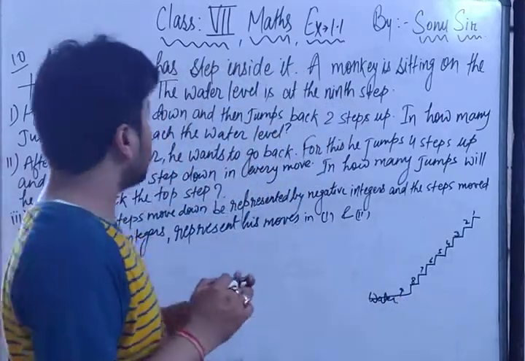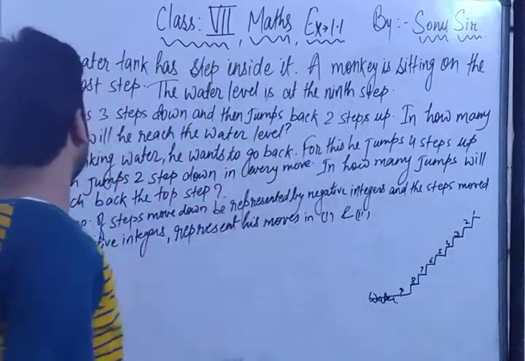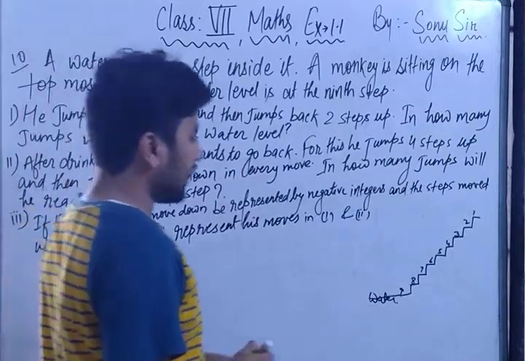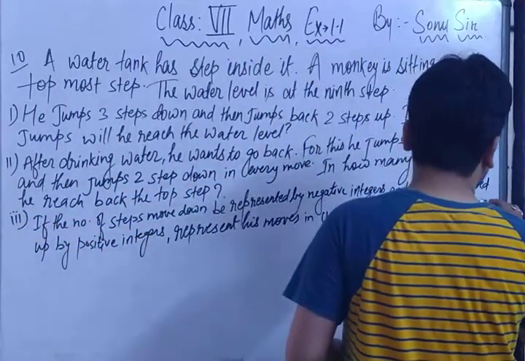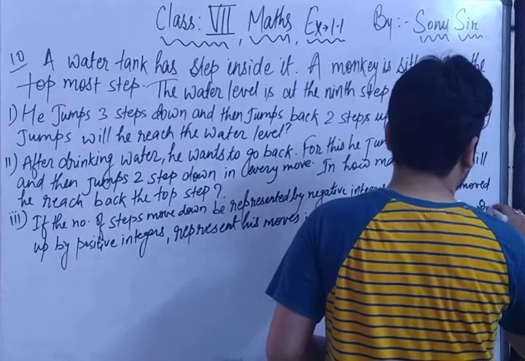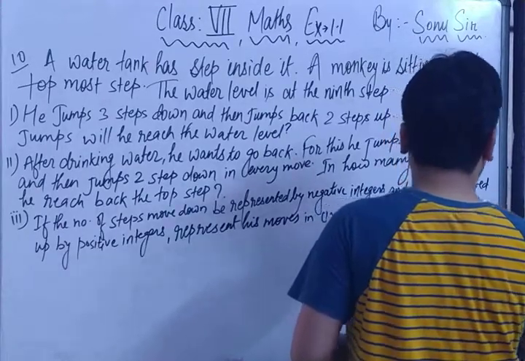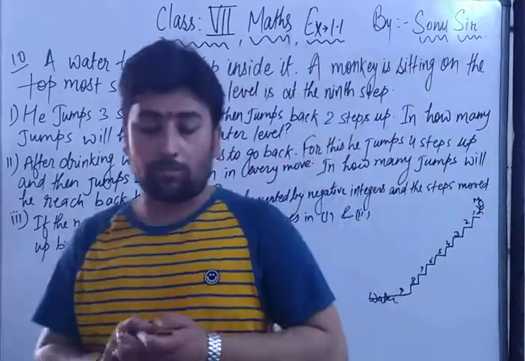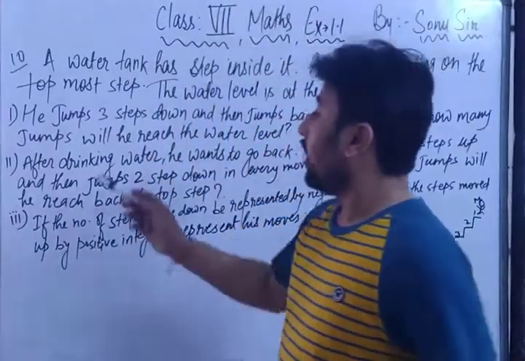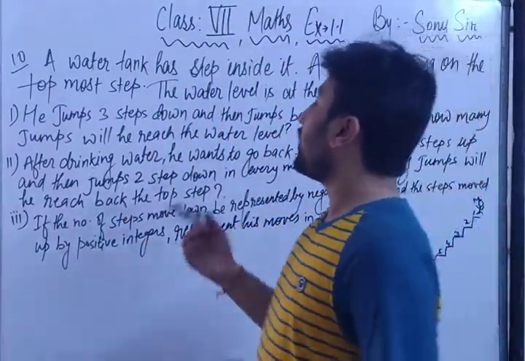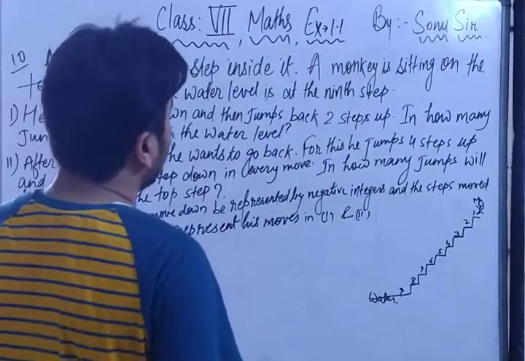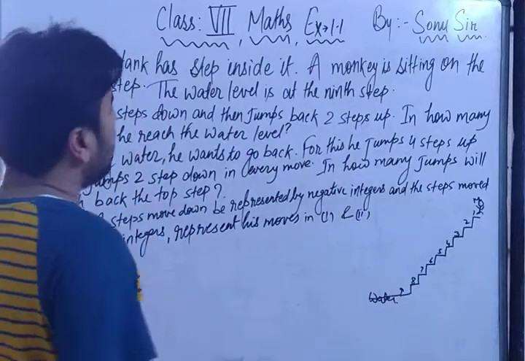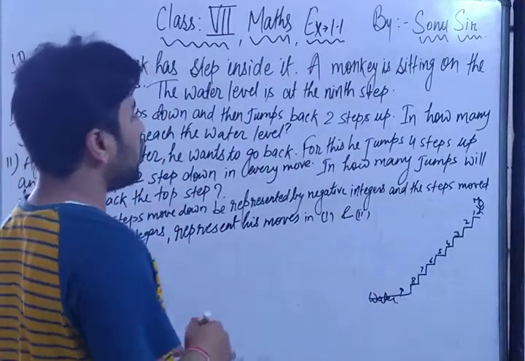Just read the question first. So the water level is at the 9th step. Now the question is, here the monkey is sitting. This is our monkey. Okay, the monkey is sitting on the top level. Now the question is, he jumps 3 steps down and then he jumps 2 steps up. In how many jumps will he reach the water level?